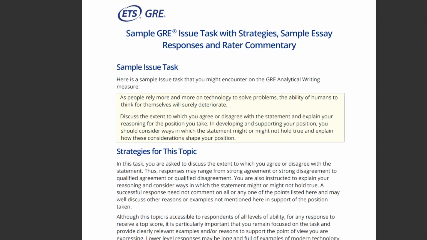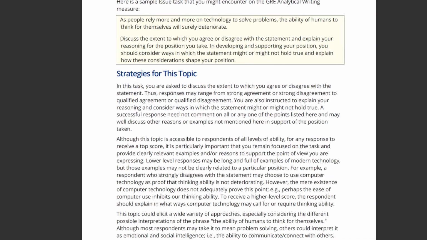Strategies for this topic. In this task, you are asked to discuss the extent to which you agree or disagree with the statement. Thus, responses may range from strong agreement or strong disagreement to qualified agreement or qualified disagreement. You are also instructed to explain your reasoning and consider ways in which the statement might or might not hold true. A successful response need not comment on all or any one of the points listed here and may well discuss other reasons or examples not mentioned here in support of the position taken.